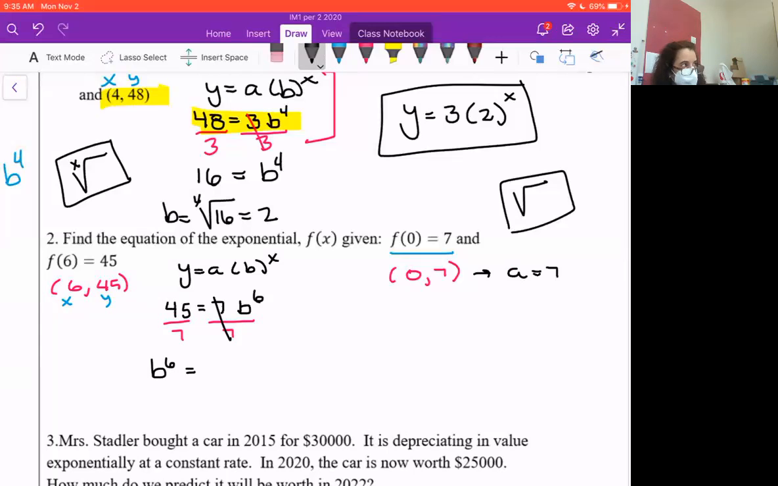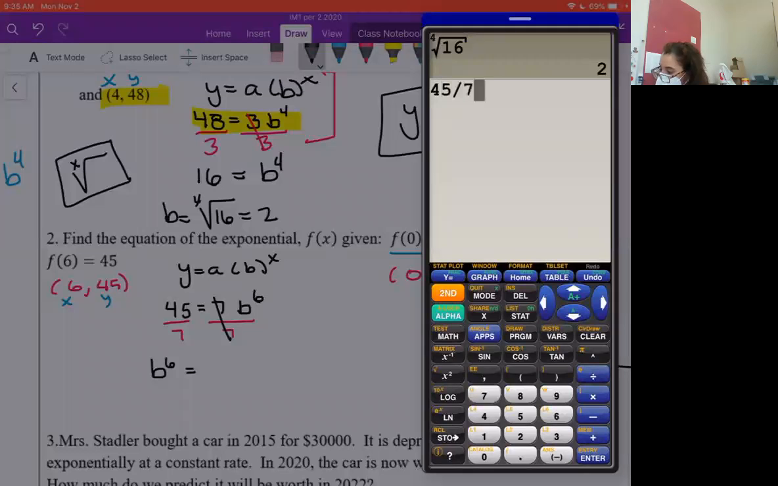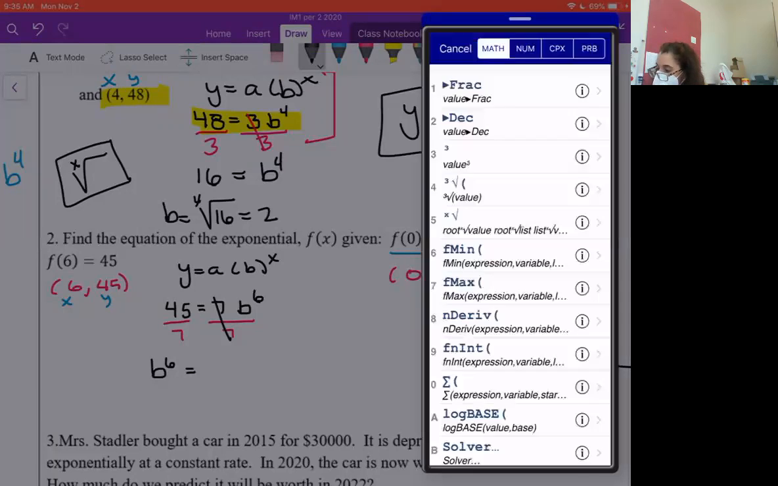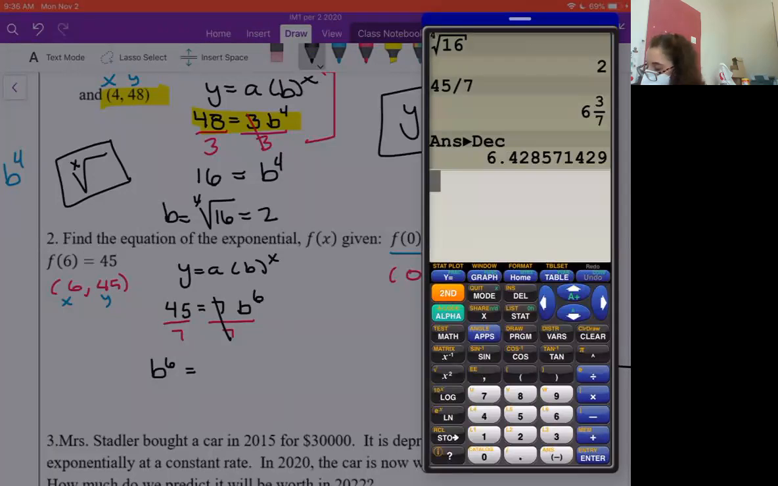45 divided by 7. Now you might notice 45 does not divide evenly by 7. So 45 divided by 7, depending on your calculator, if I do it on here, it'll give me a mixed number. 45 divided by 7 is literally 6 3/7. I can change that to a decimal approximation if I want. It's 6.429 approximately. So you can write that down. So 6.429 is fine.